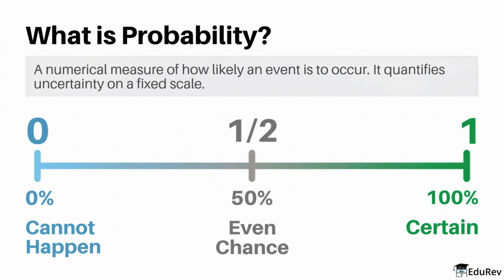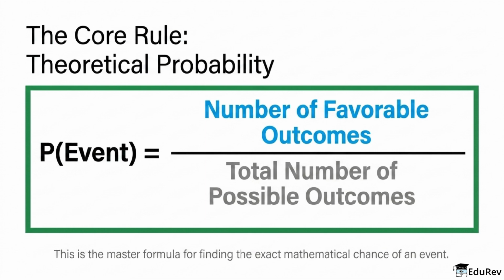So, how do we calculate where an event falls on this scale? We use one master formula. This is the core rule of theoretical probability. The formula states that the probability of an event equals the number of favorable outcomes divided by the total number of possible outcomes. This is the master formula for finding the exact mathematical chance of any given event.